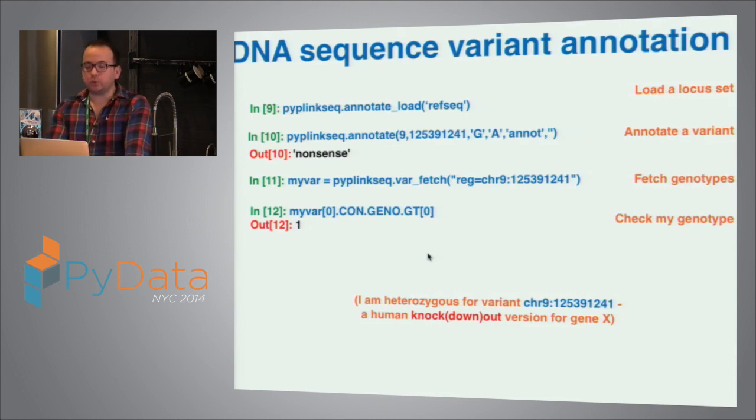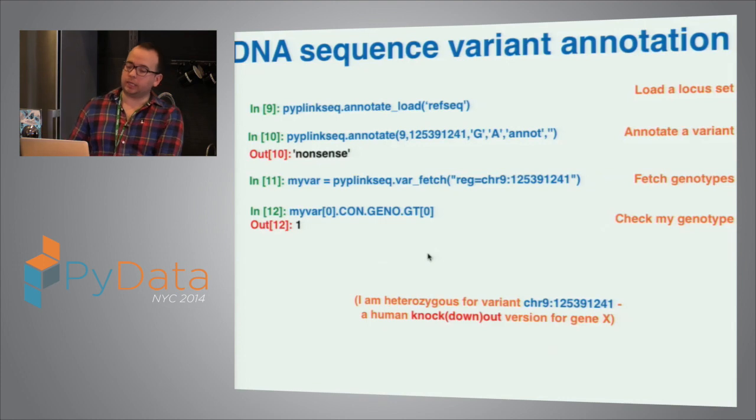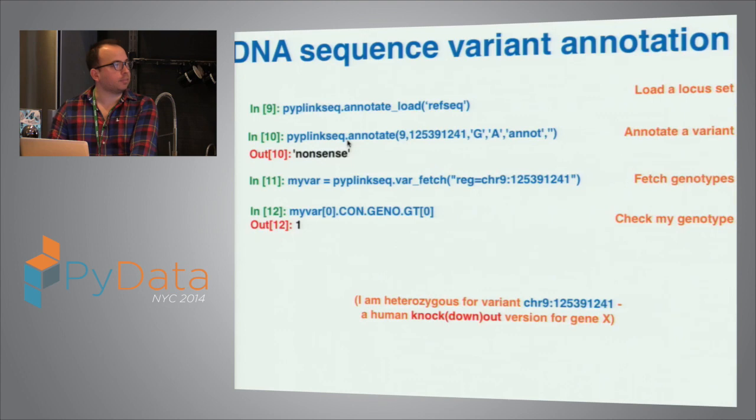Here's an example of how we can use those auxiliary databases along with your genotype level data to do DNA sequence variant annotation in Python. You first load a locus set. Here I'm just going to load refseq, so I've done pyPLINK annotate load refseq. Then, for example, this is an example of a variant that's on the 23andMe array. You can also iterate over all the variants that exist in the 23andMe array and annotate them separately or in conjunction. Here is an example of how you may do that. You make a call to pyPLINK.annotate, and you give it the chromosome, the genomic position of the variant, the reference allele, and the alternate allele.